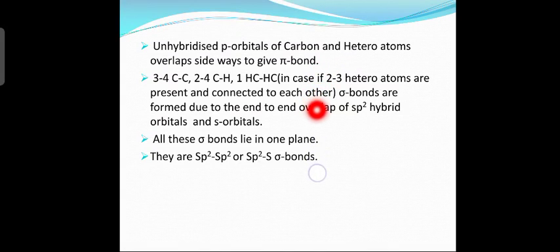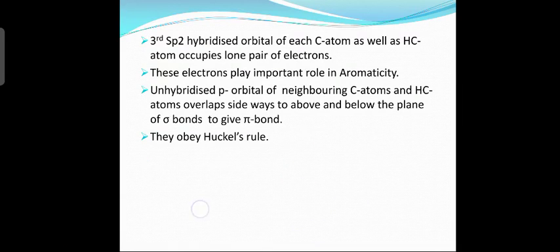Then there are 3 or 4 carbon-carbon bonds, 2 or 4 CH and 1 CH-HC bond. In the case of 2 or 3, heteroatoms are present and connected to each other. Sigma bonds are formed due to the end-to-end overlap of sp2 hybrid orbitals and s orbitals. All the sigma bonds lie in one plane. They are sp2-sp2 or sp2-s sigma bonds. Now the third sp2 hybridized orbital of each carbon atom as well as CH atom holds a lone pair of electrons.